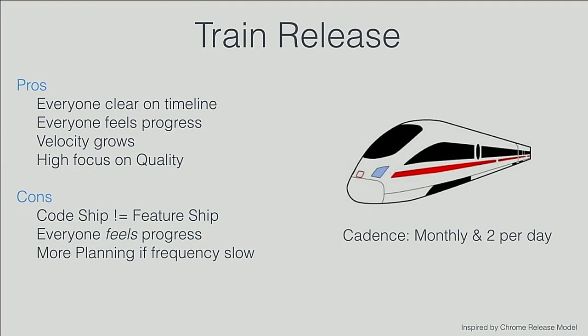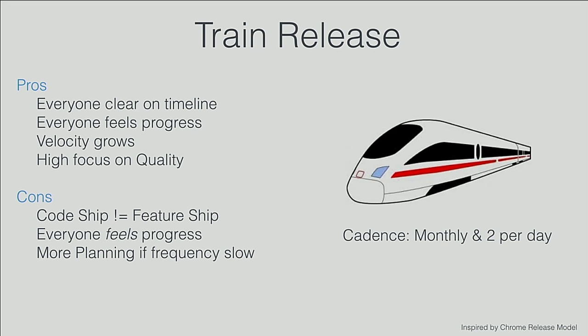So some of the pros, everyone's on a clear timeline. Everyone feels there's progress, and the velocity feels like it's growing, and there's a high focus on testability and quality because you're guaranteed a certain release cadence. The cons, just because the code shipped into production doesn't mean your feature shipped into production. It still has to be feature flagged on and ramped up slowly. And once again, everybody feels progress. That doesn't mean there's actual progress.